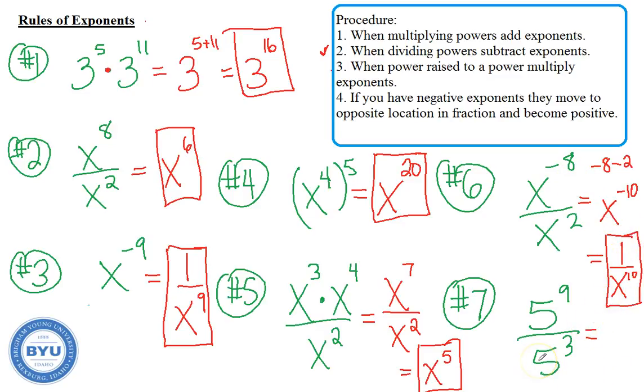Number 7, the last one, we have 5 to the 9th divided by 5 to the 3rd. Ooh, we're dividing exponents. When we divide exponents, we need to subtract these guys, the little numbers. So it would be 9 minus 3, which is 5 to the 6th. And that would be our answer. Notice that the bases don't change. Sometimes people want to change this 5. No. Bases always stay the same because we're dealing with exponents here.